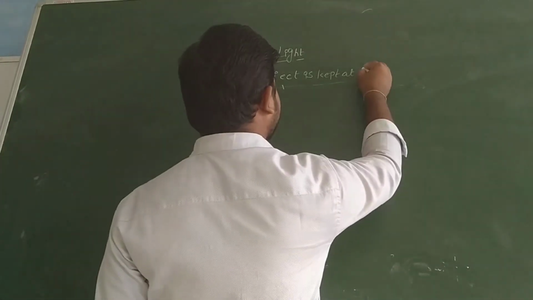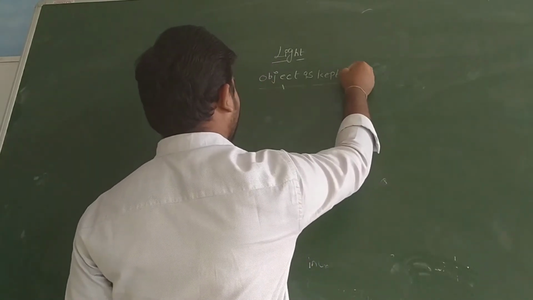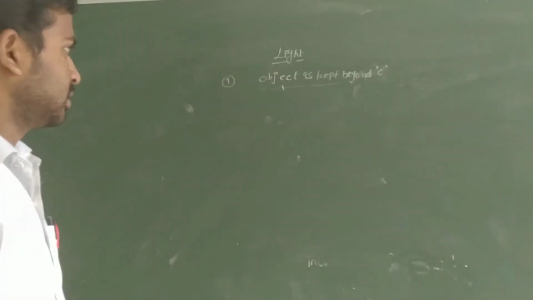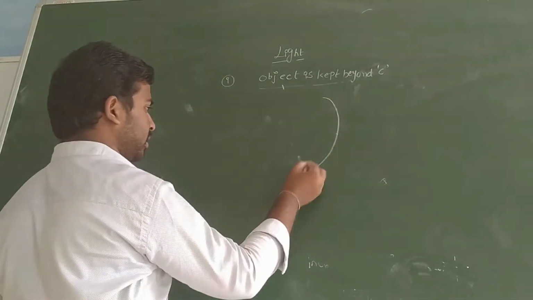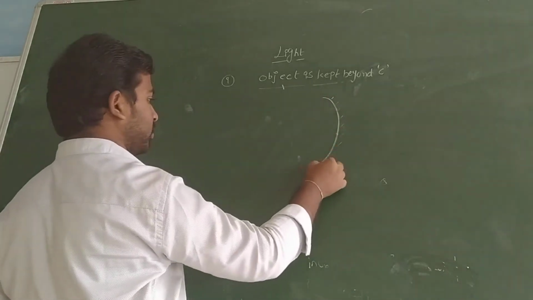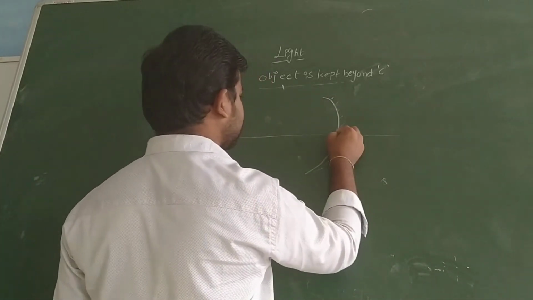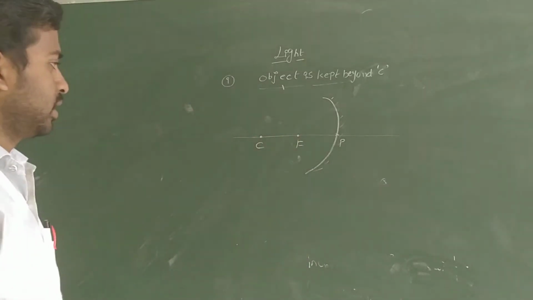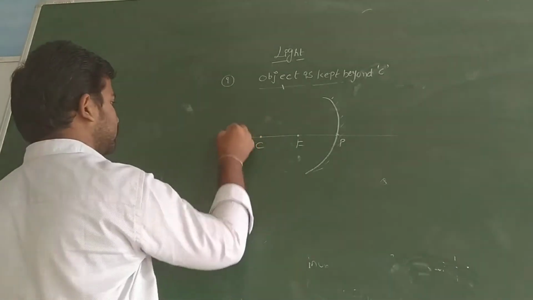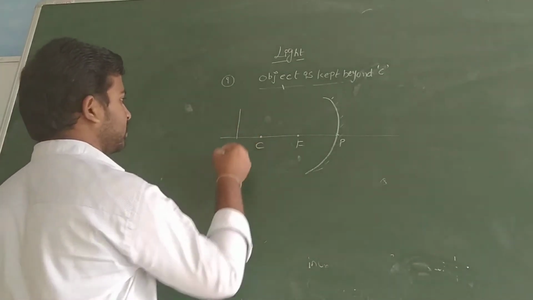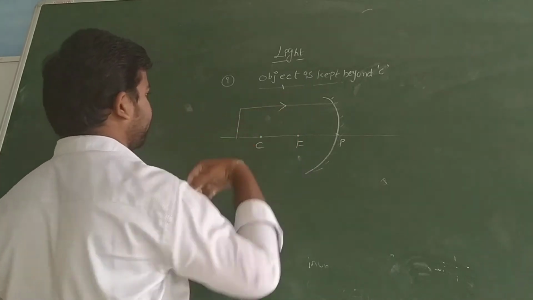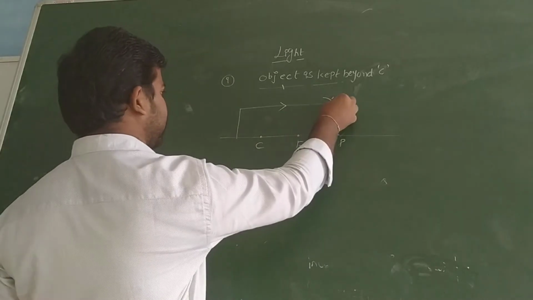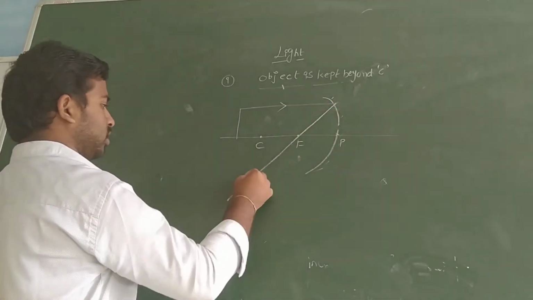Object is kept beyond the center of curvature, beyond C. See, I am taking again a concave mirror. This is the principal axis, the pole, the focus, and the center of curvature. So now I am keeping the object beyond the center of curvature. See, it is an incident light ray. Whenever the incident light is parallel to the principal axis, after reflection it passes through focus.